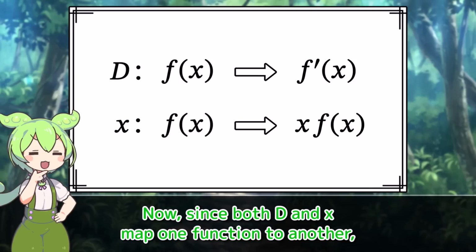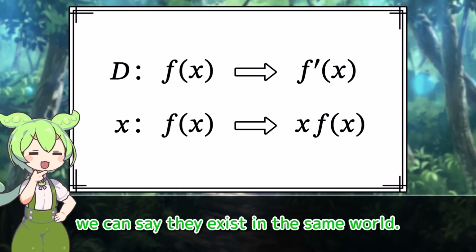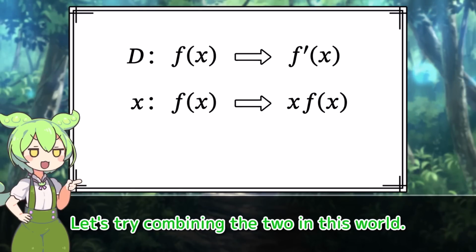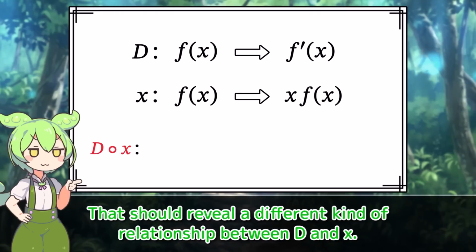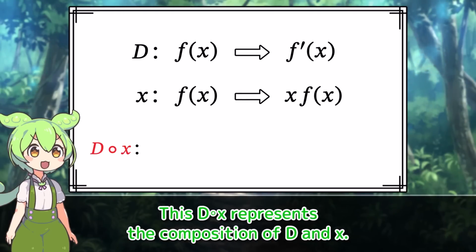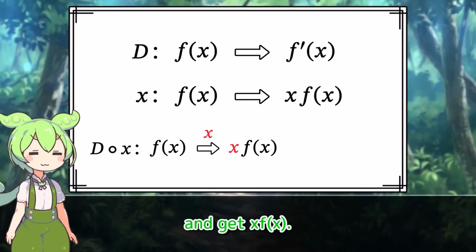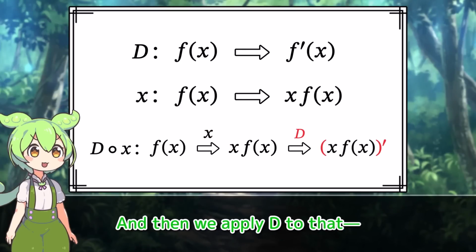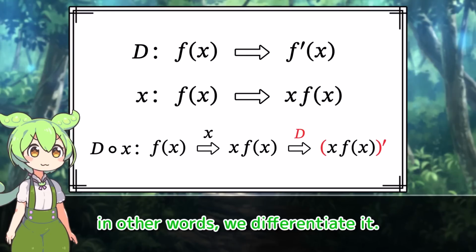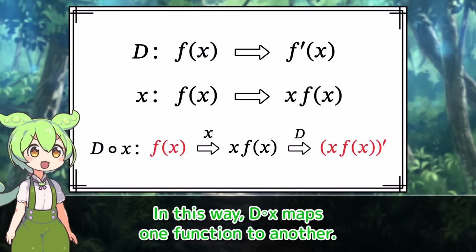Now, since both d and x map one function to another, we can say they exist in the same world. Let's try combining the two in this world. That should reveal a different kind of relationship between d and x. This d of x represents the composition of d and x. So, first we multiply the function f of x by x and get x f of x. And then we apply d to that. In other words, we differentiate it. In this way, d of x maps one function to another.